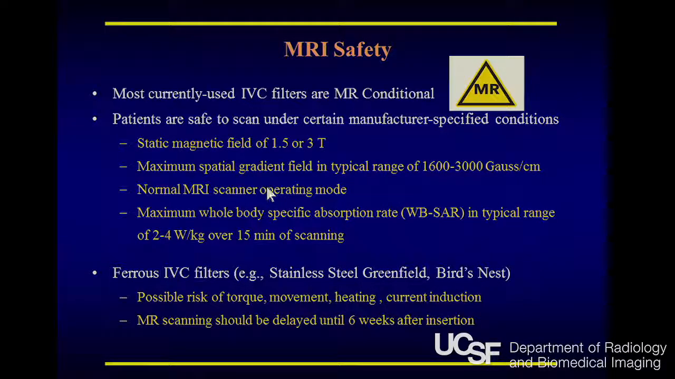There are spatial gradient criteria, 1600 to 3000 Gauss. You have to be using just your routine MRI scanning sequences for these patients, nothing exotic. The SAR has to be 2 to 4 over 15 minutes of scanning. And each manufacturer will specify their conditions under which you can scan a patient even right after you put the filter in. So these are known as MR conditional filters. They're usually the nitinol filters. So there are some other unique alloys that are MR conditional as well.